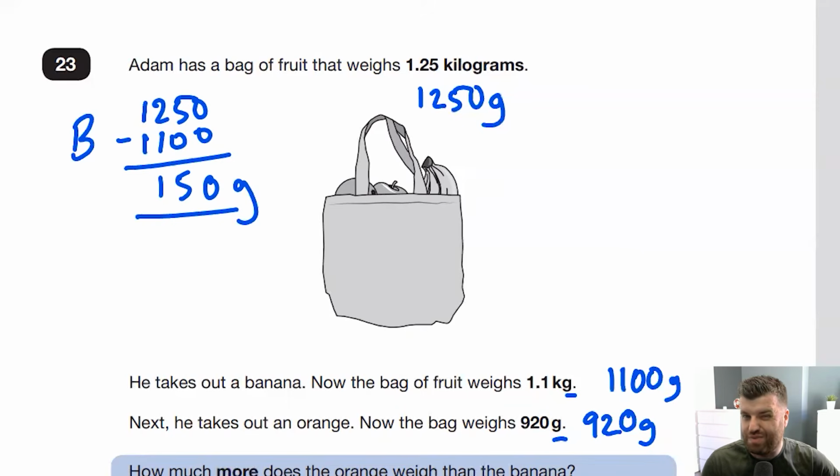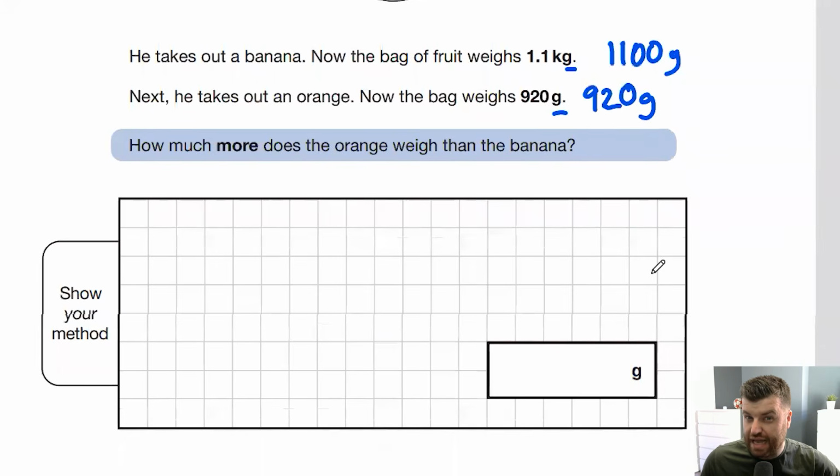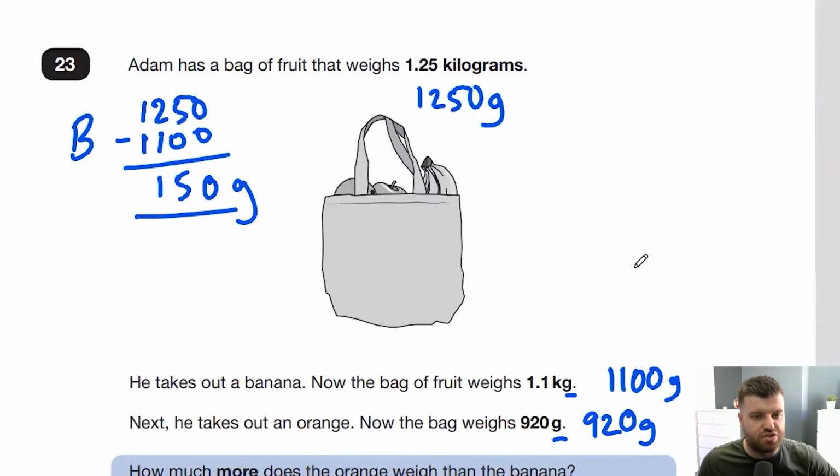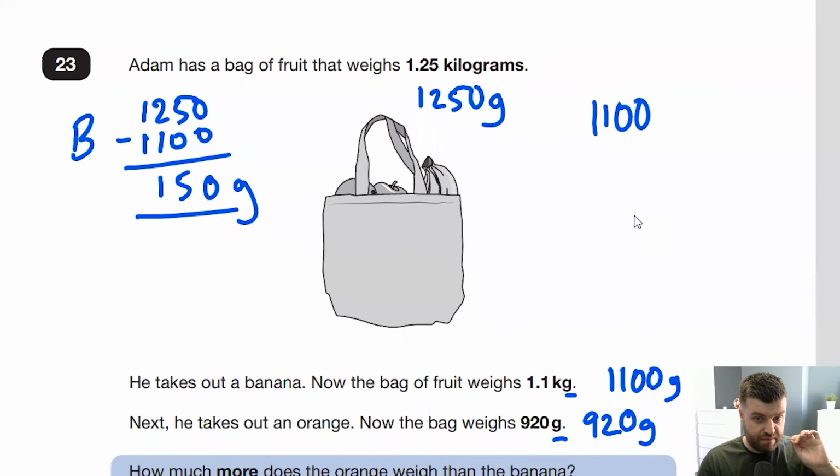Now, guys, you should be doing this in this box down here, okay? So whenever we do a question that says show your method, we're going to put it in the box, but I'm just going to do it up here just to show you. The banana weighs 150 grams. Okay, cool. Now, it weighed 1,100 grams after that. And he took out an orange. So let's work out the orange now. And the bag now weighs 920. So we need the difference between that.